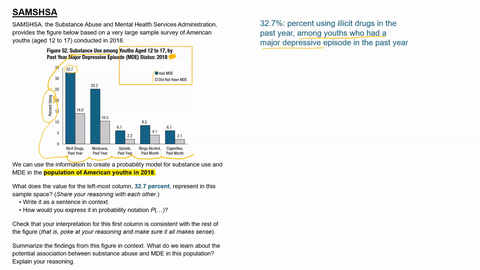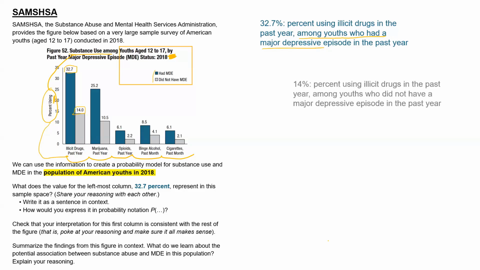The next column is 14%, and that tells us that 14% of the youth who did not have a major depressive episode were using illicit drugs in the past year. So in probability notation, the first column is the probability of using illicit drugs, so P of illicit drug, when we only look at youth who had an MDE, so given MDE. And the next gray column, that's the probability of illicit drugs given no MDE.